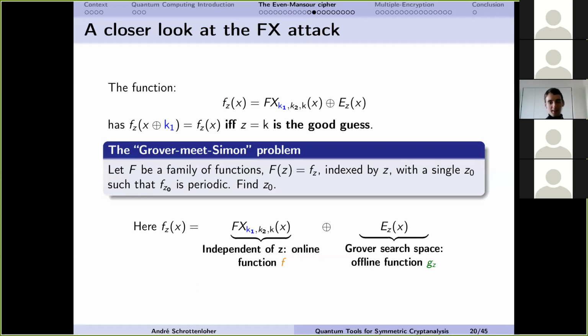The specific case that we have here is not the full general case, because the family of functions has a very specific form. Each function that we're studying is always a sum of something that is independent of our guess, because it always contains the same queries to the cipher, the FX construction, and something that only depends on our guess, because we make the guess on the internal permutation, that is our guess of the internal key, and it only intervenes in this part.